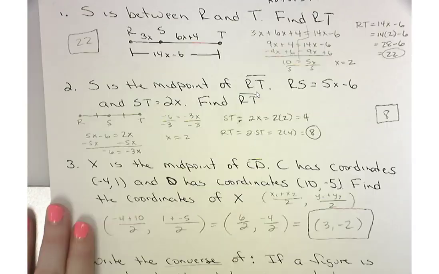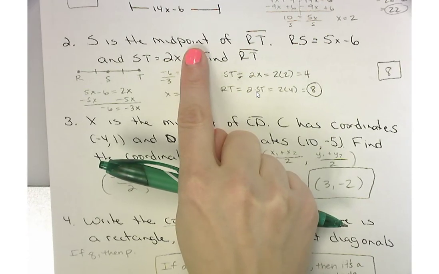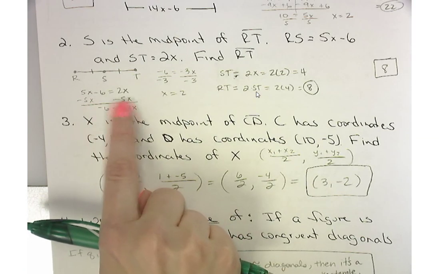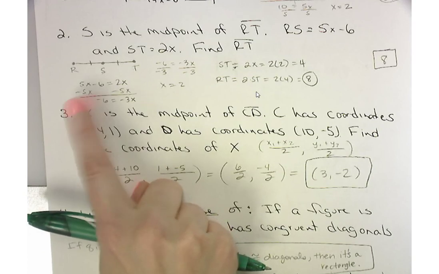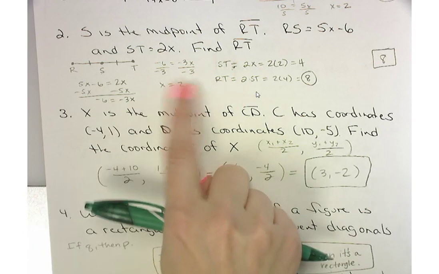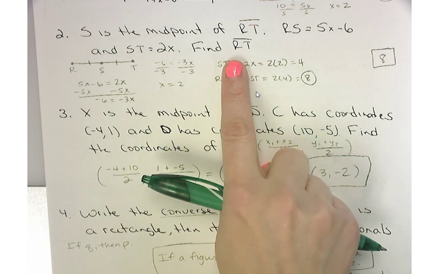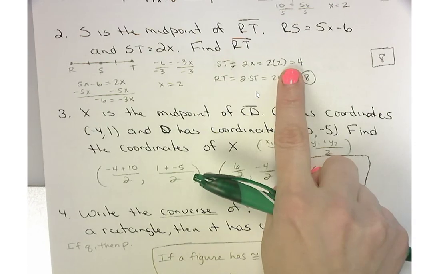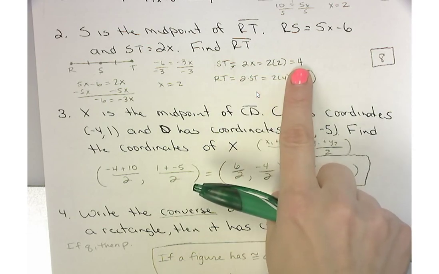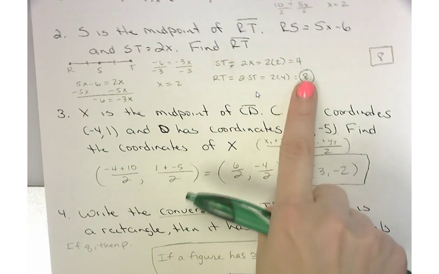2 is different because it does tell you that this is the midpoint. So if this is the midpoint, then we know that each side is equal, which is why we can set 5x minus 6 equal to 2x and solve for x. So I got all of my x's on one side and then divided each side by -3 to find that x was 2. So if I'm going to find RT, I can first find ST by plugging in 2. 2 times 2 is 4. And then really both of these sides should be the same. So if ST is 4, then RS is 4. So 4 plus 4 is going to give you 8.